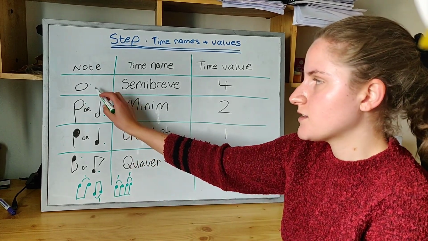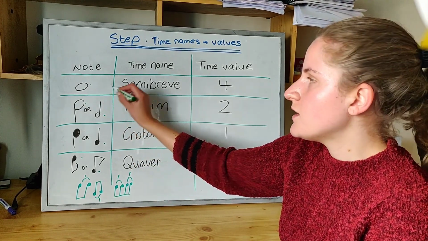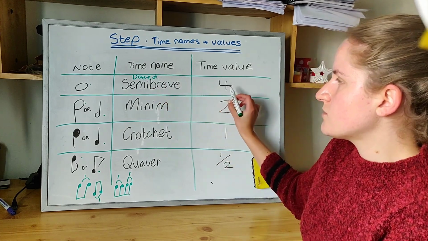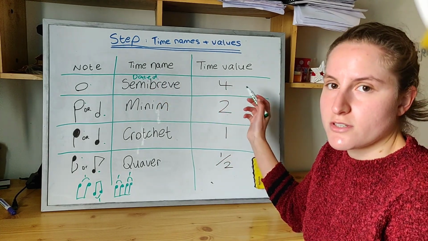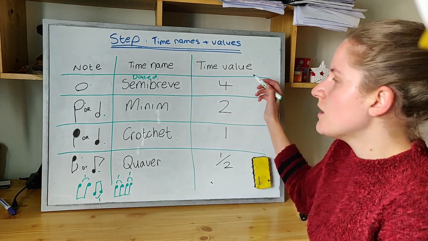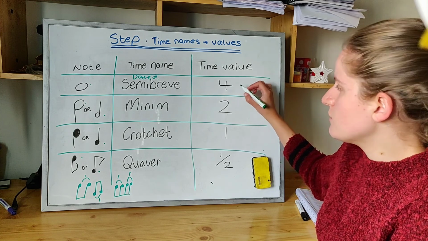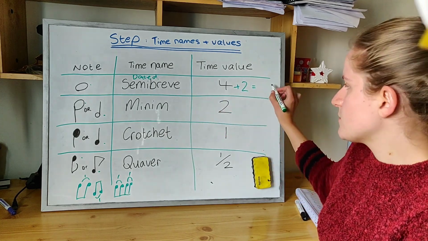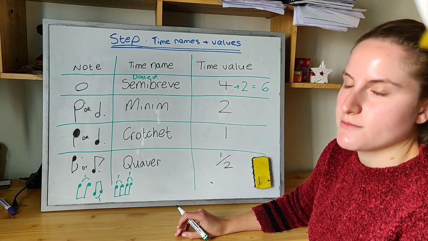So let's take this example. We have a dotted Semibreve now. A Semibreve is usually 4 beats, but the dot adds half of 4, so half of 4 is 2, and the dotted Semibreve becomes 6 beats.